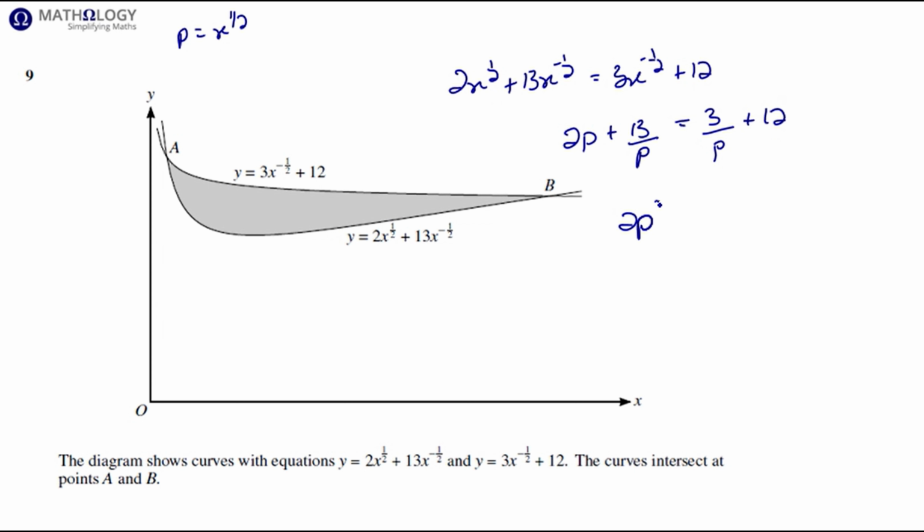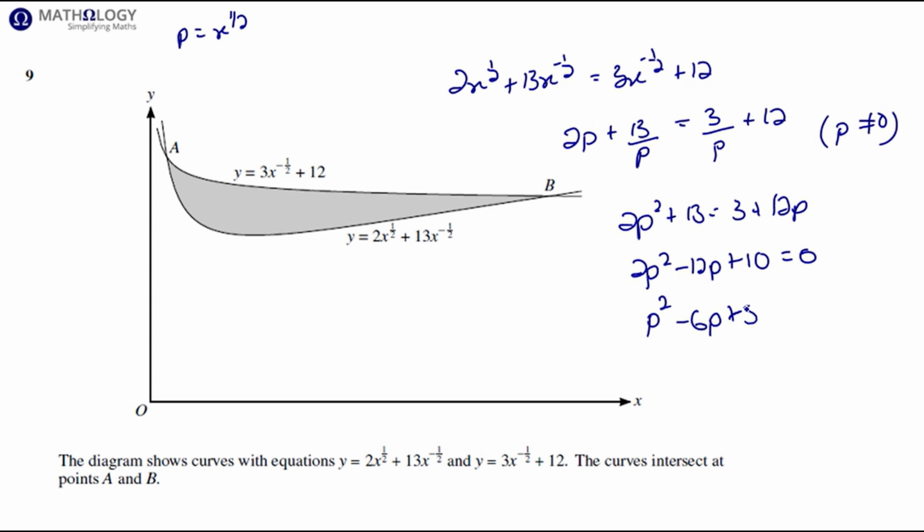So we'll have 2p squared plus 13 equals 3 plus 12p. Obviously p cannot be 0. So 2p squared minus 12p plus 10 equals 0. Divide through by 2. P squared minus 6p plus 5 equals 0. P minus 1 times p minus 5 equals 0. P equals 1 or p equals 5.